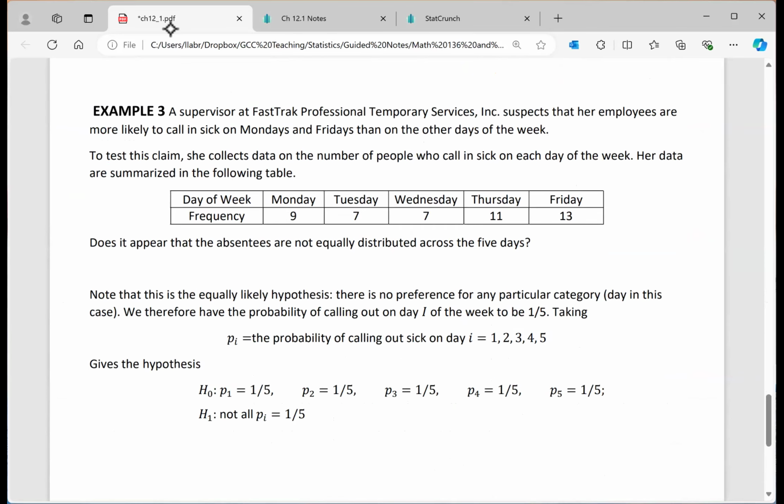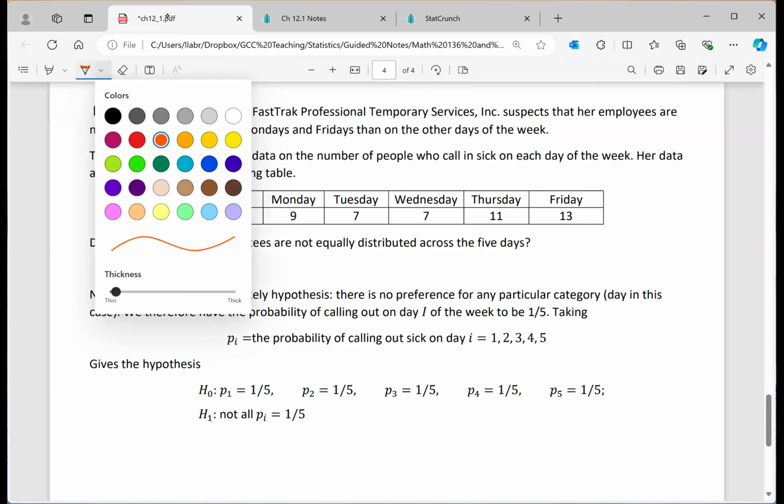All right, so our last example has to do with a supervisor at something called Fast Track Professional Temporary Services Incorporated, who suspects that her employees are more likely to call in sick on Mondays and Fridays than on the other days of the week. So I guess if you call out on Monday or Friday, you get a longer weekend. Anyway, they suspect that more people are calling out sick on those days than on the rest. To test this claim, she collects data on the number of people calling sick on each day of the week. Her data are summarized in the following table. The question is, does it appear that absentees are not equally distributed across the 5 days?